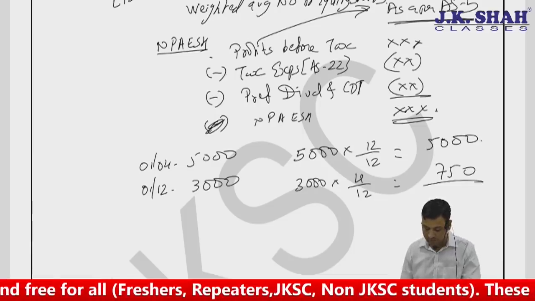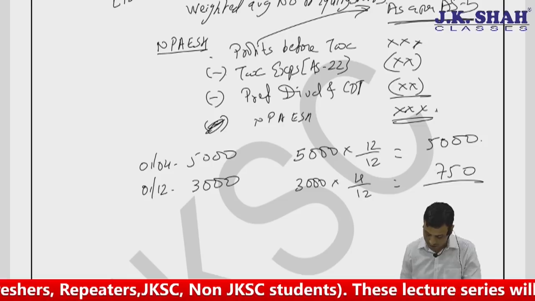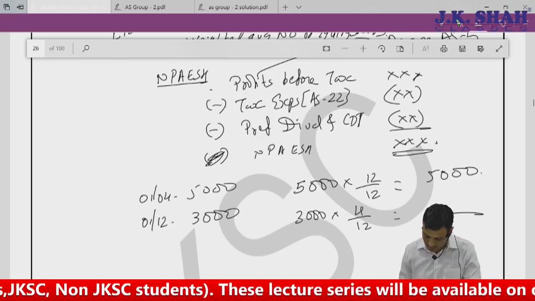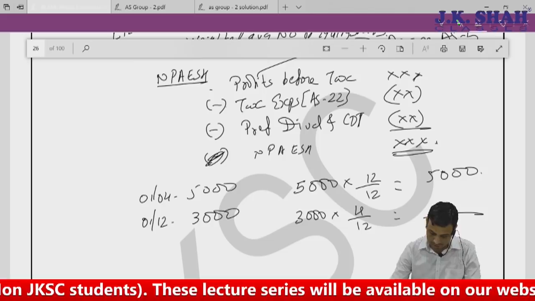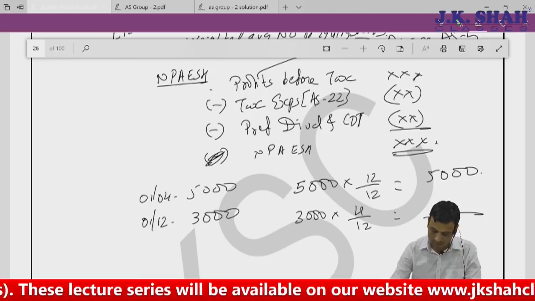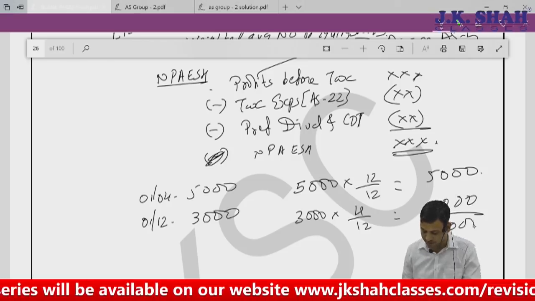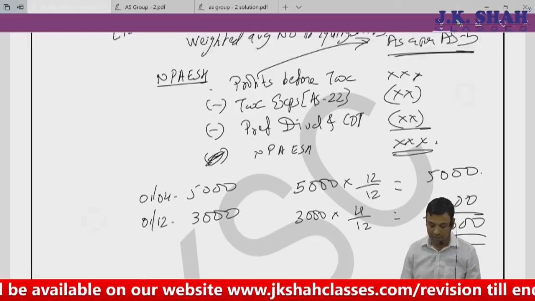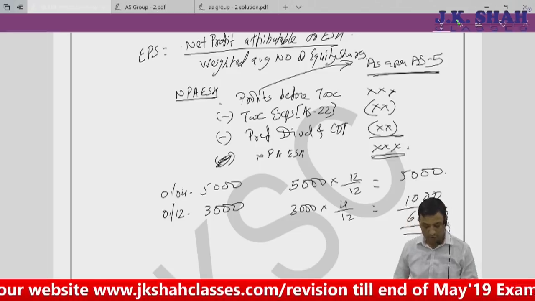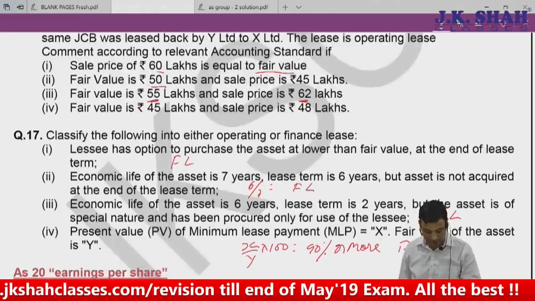So 3,000 divided by 12 into 4, it is 1,000. So I have somewhere around 6,000 shares. That is nothing but my denominator part. This is the basic computation of our EPS. What I would like to do is, instead of going for an example for this, I can directly go through our questions and answers and give you a reference to it.